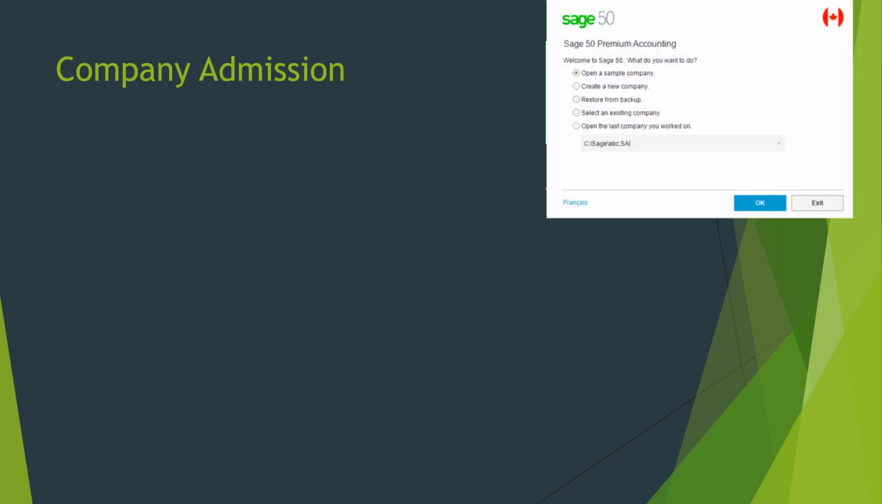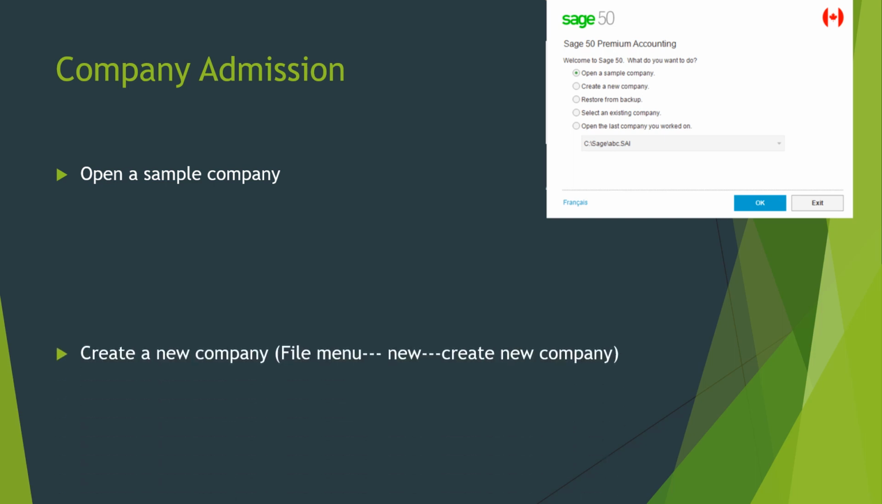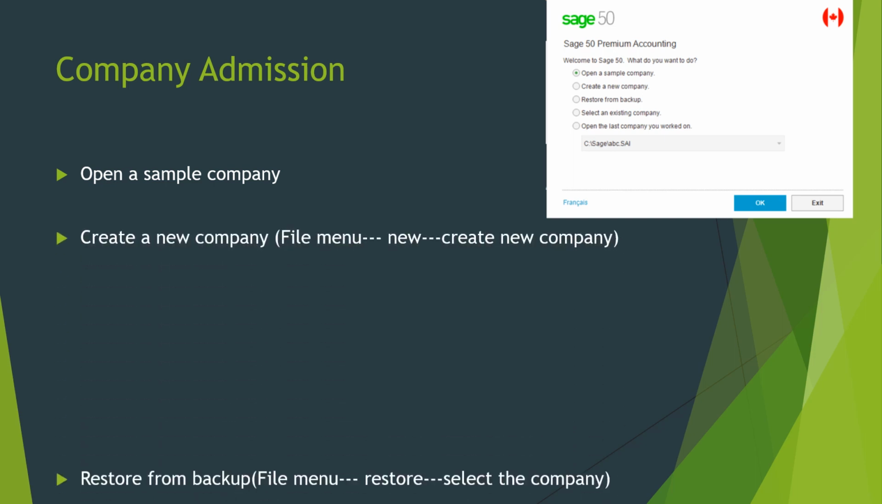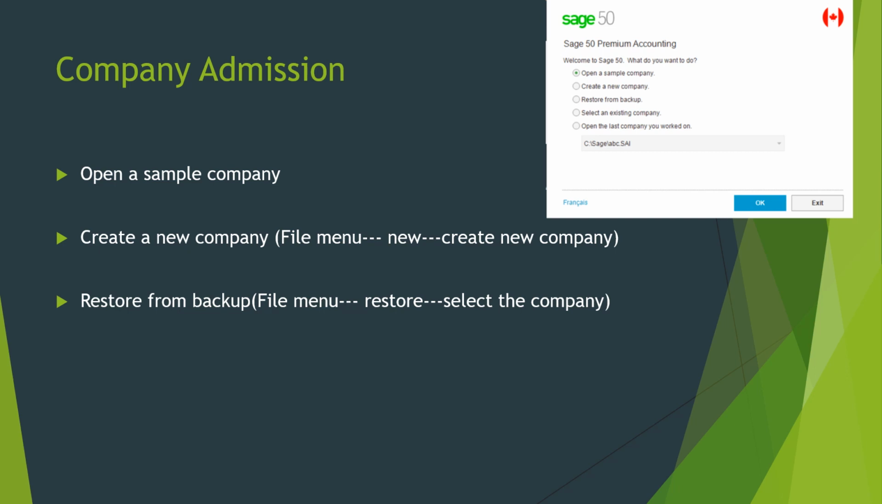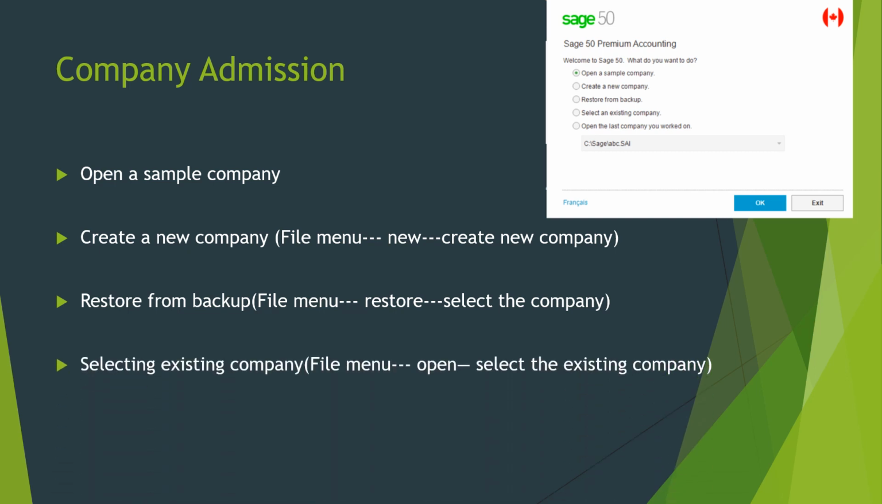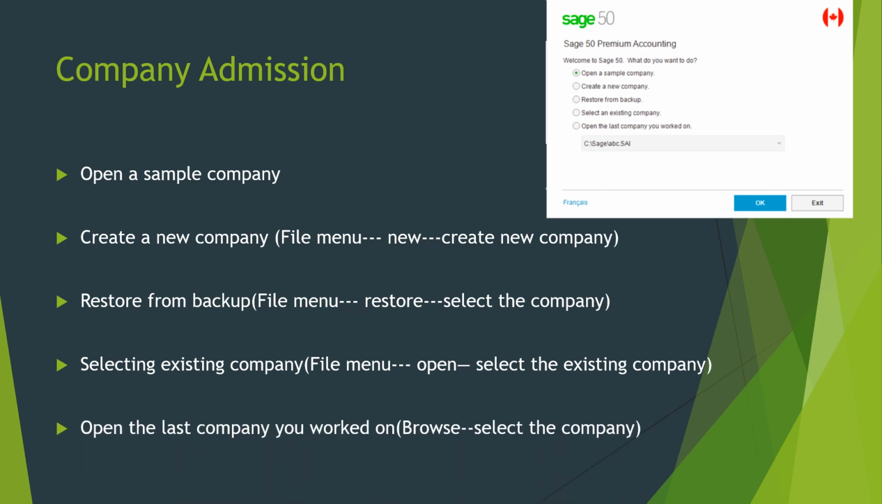When you click on the Sage 50 icon, you can see a window pop up. That's for company admission. In the company admission, there are 5 options available in Sage 50 Premium Accounting. First one, you can open a sample company, then you can create a new company, then you can restore from a backup, and you can select an existing company. If you have companies already, you can open the last company you worked on.